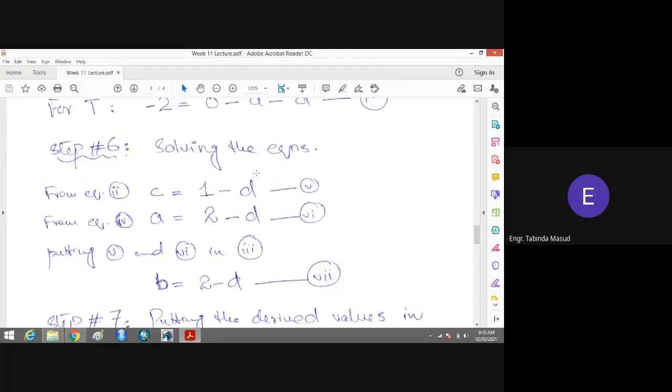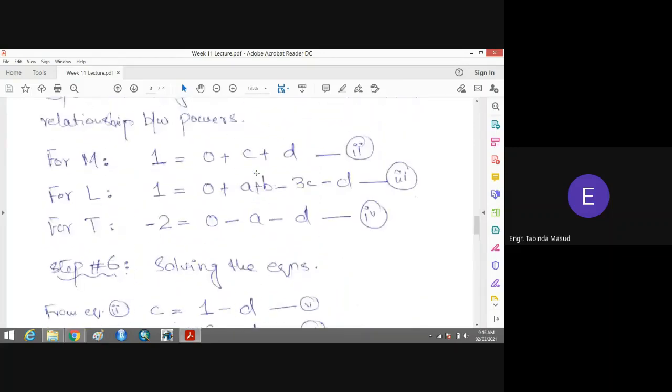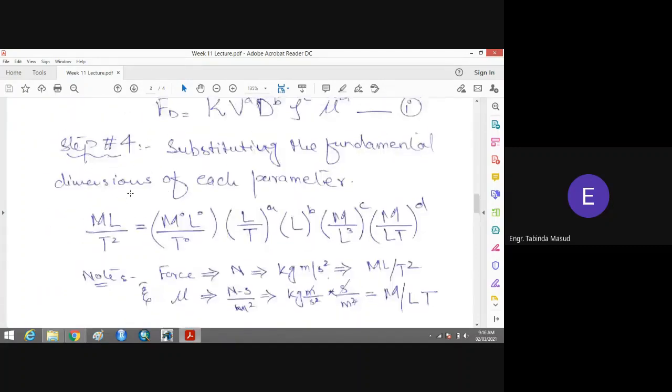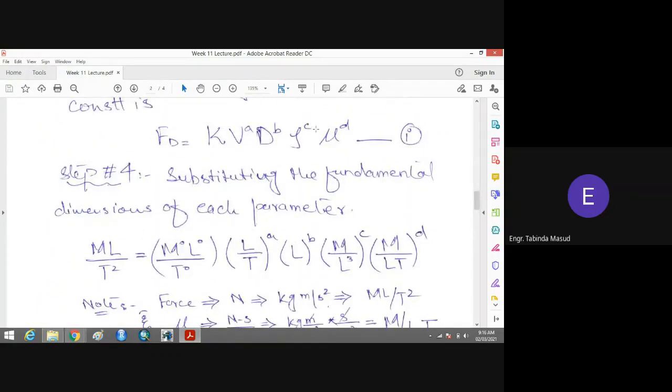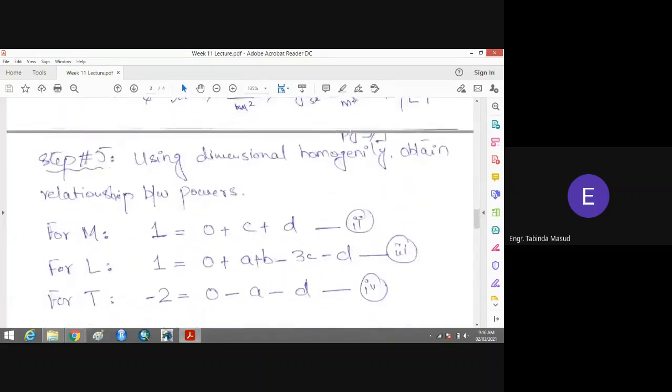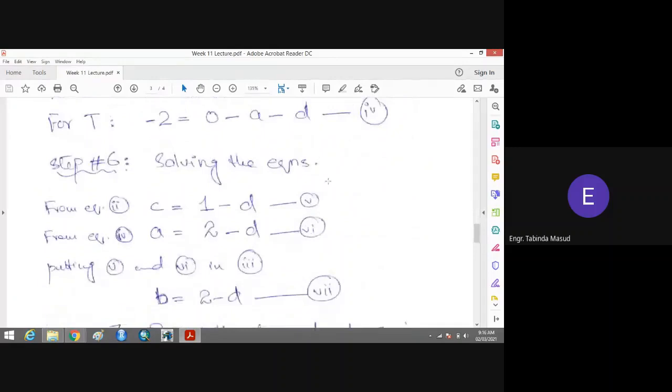Here you can see what was the problem. The problem was that we have the maximum available equations, 3, because we have only 3 fundamental dimensions, M, L, and T. So the available equations are 3. But the unknowns were 4: A, B, C, and D. There were 4 unknowns and 3 available equations. That's why we have got the values of A, B, and C in terms of D. Available equations are less as compared to the unknowns. Therefore, one of the terms, D, remains unknown in this case.